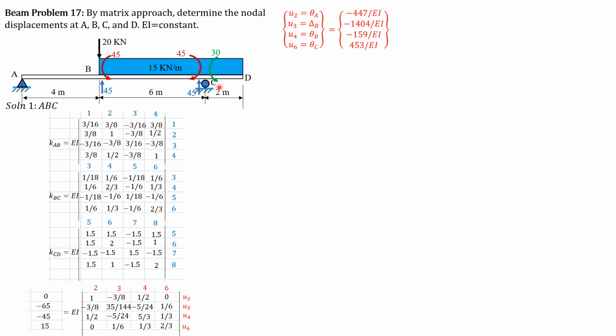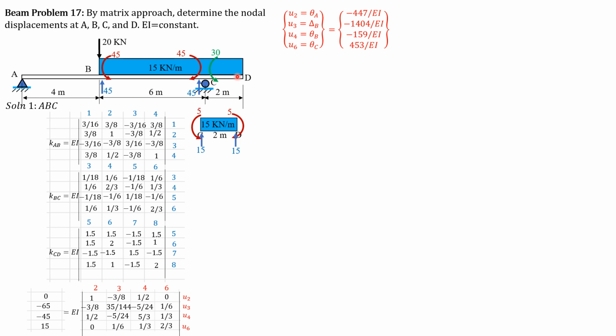So that's it. Then we now consider CD to solve for U7 and U8, which corresponds to delta D and theta D. So this is the load, and imagine we have fixed end there. So the fixed end moment is 15 times 2 squared over 12, and that is 5. Fixed end force is just half of 15 times 2, or it is just 15 times 1, so 15 as shown. So therefore, we only consider CD.